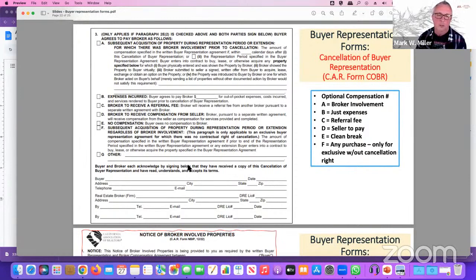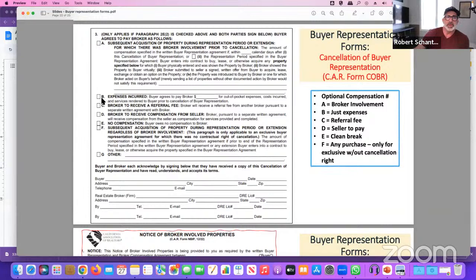So the cancellation occurs, and then you would complete 3A, and if there's a protection period, deliver the notice of broker involved properties. And I guess I'm a little unclear on what 3A is exactly for, but it's related to that cancellation and notice with the following form, the NBIP form. We'll ask it on the statewide broker call.